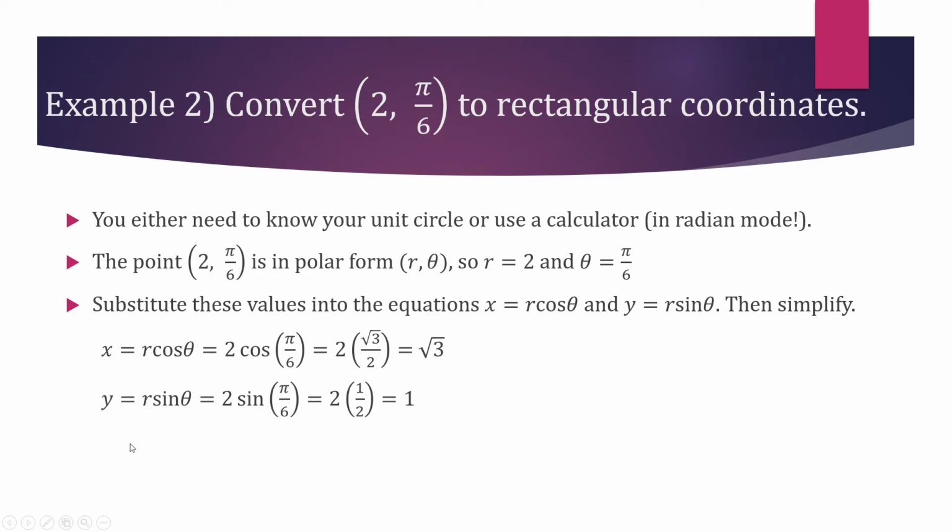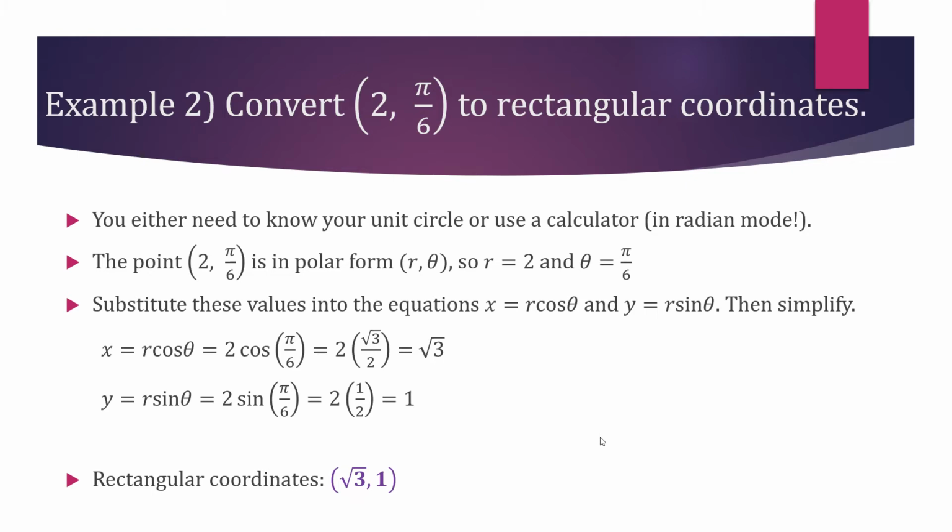For our y value, 2 times the sine of pi/6. Well, the sine of pi/6 is 1/2, and 2 times 1/2 is 1. So our rectangular coordinates, our x coordinate is square root 3, comma, our y coordinate is 1. So going from polar to rectangular, fairly friendly. Just plug them into the equation, do a little bit of simplifying. The other direction, a little more fun.